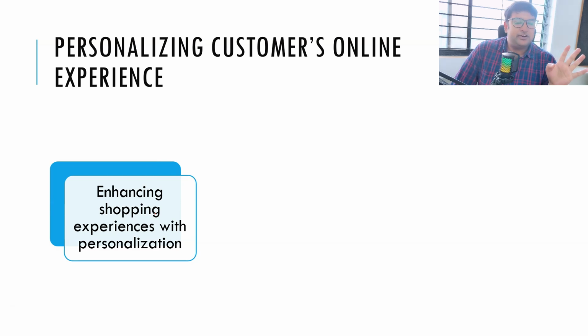Now there are two types of recommendation system. One is collaborative and one is content, like collaborative filtering, content filtering. These are types of recommendation systems. I'll cover that somewhere in a later video.